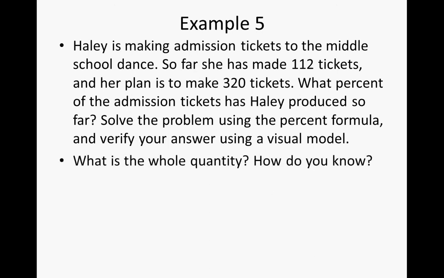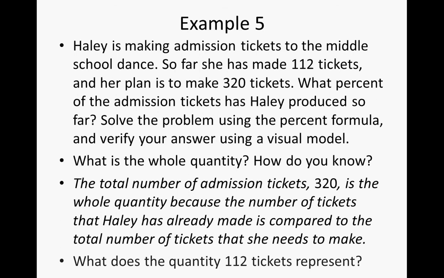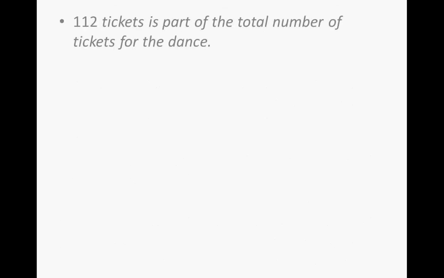Well, what do you know is the whole quantity, and how do you know it? So the total number of admission tickets is 320, and that is the whole quantity because the number of tickets that Haley has already made is compared to the total number of tickets that she needs to make. So what does the quantity 112 tickets represent? Well, 112 tickets is part of the total number of tickets for the dance.